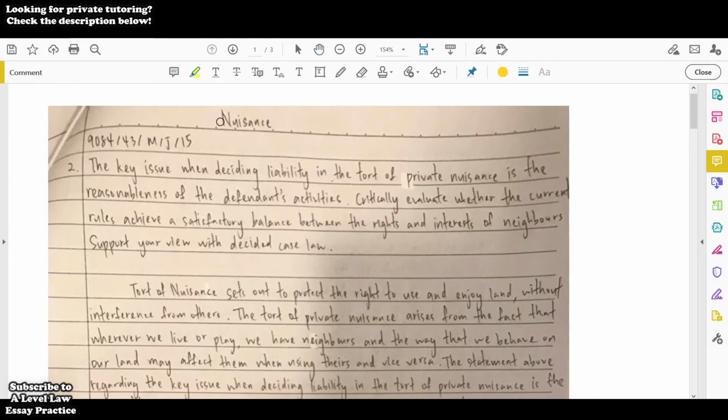As you all know, the question actually covers nuisance, and why is that? Firstly, it is because of the keyword here, tort of private nuisance. And what is the question asking us to do? It is to critically evaluate whether the current rules achieve a satisfactory balance between rights and interests of neighbors. And of course, at the same time, we should also support it with case law. So let's get to the answer itself.